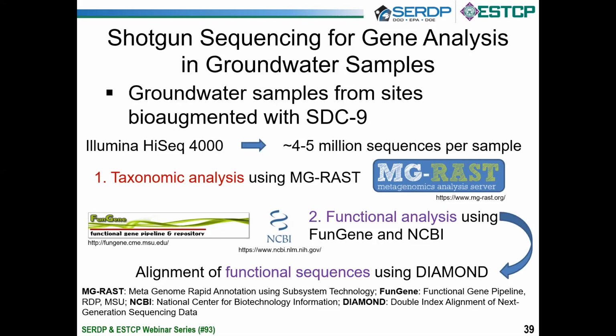The second approach involved functional gene analysis. The first step here was to collect known sequences for the functional genes of interest. For this, we collected FASTA sequences from FunGene, and this is an online gene pipeline and repository developed here at Michigan State by the researchers at RDP. We also collected sequences from NCBI. Following this, the databases for each gene were then aligned against our shotgun sequencing data using the software known as Diamond.